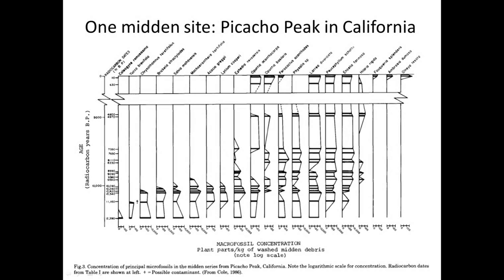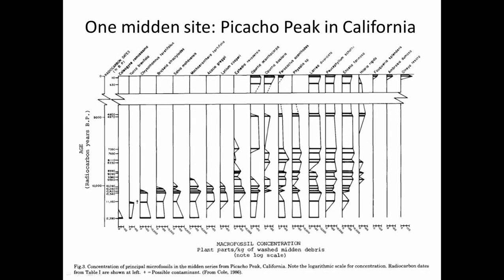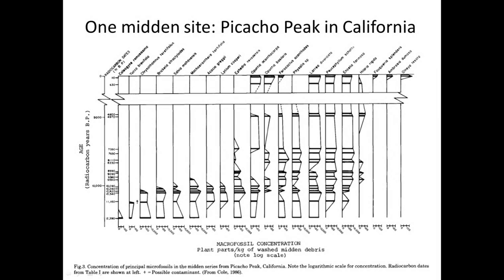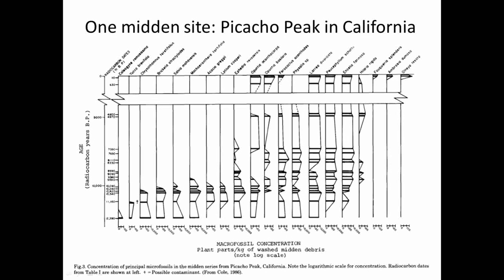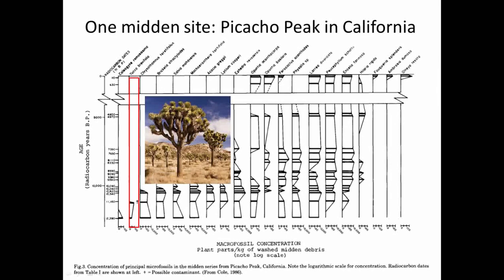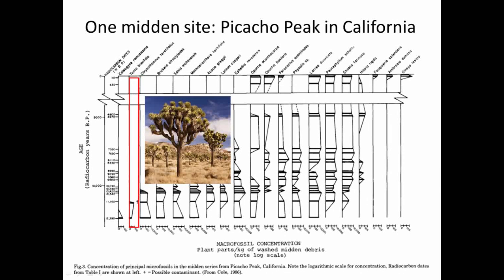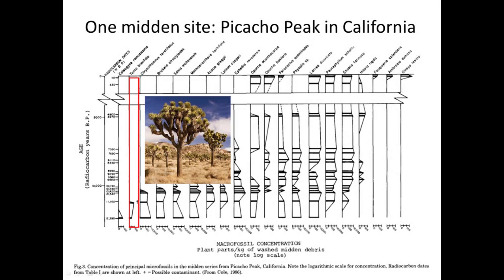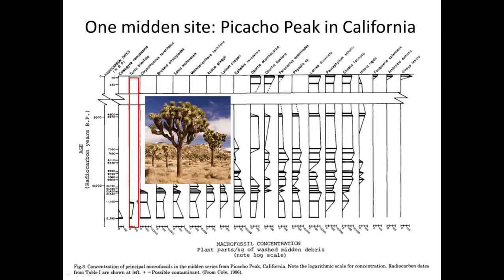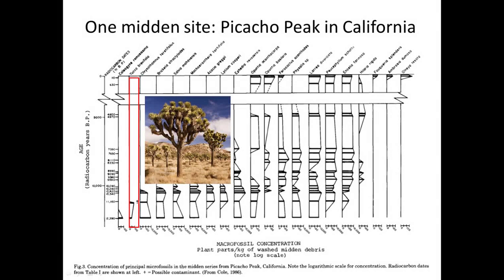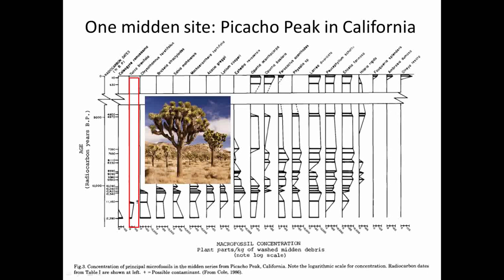So as we go towards modern time, which is going from the bottom up, you can see that certain species behave differently. So for example, Yucca brevifolia, or Joshua trees, which you guys may or may not be familiar with, used to grow in the Picacho Peak area in California about 12,000 to 11,000 years ago, but it has since disappeared from this particular region. Right? They no longer were finding samples of this plant.